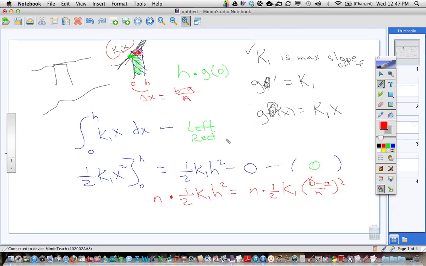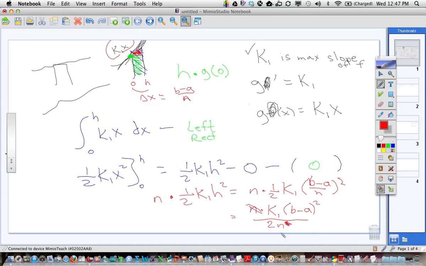Okay, now let's do a little work on this. The 2, I'm going to leave on the bottom. I'd have a K1 on top, an n on top, and a (b minus a) quantity squared on top. And then what would I have on the bottom here? 2n squared, right? Because we square the b minus a and square the n. And then anything else I can do? Cancel an n, can I? And cancel an n. All right? And there we go. We have that right there.